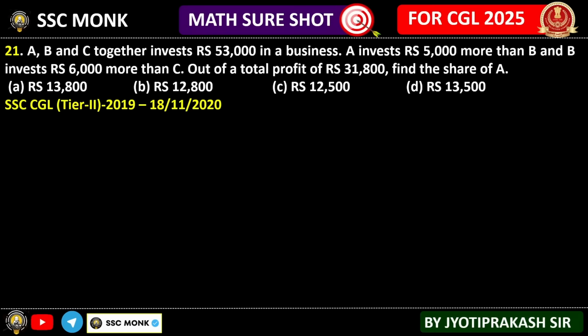A, B, C together invest 53,000. A invests 5,000 more than B. B invests 6,000 more than C. What is the total profit? Out of total profit, what is the share of A? Now see, understand. So let's say C invests X. B invests X plus 6,000. A invests 5,000 more than this. That means X plus 6,000 plus 5,000, that is 11,000.